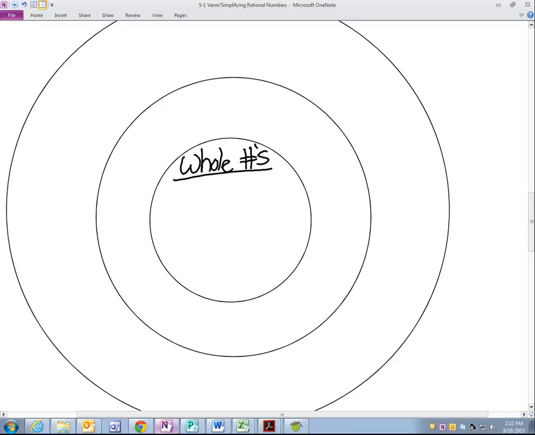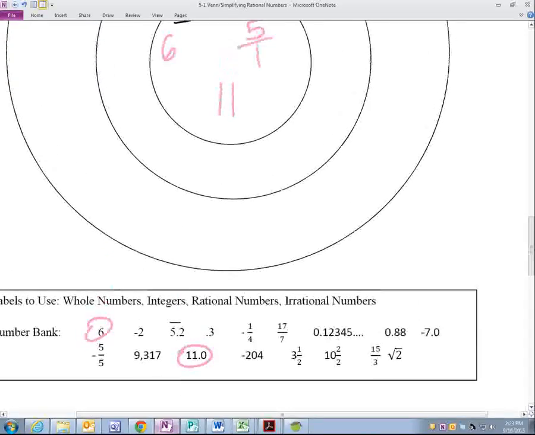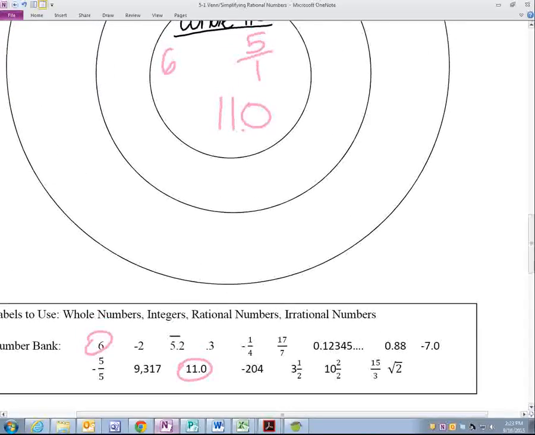Yes, Lexi. What is it? 6. I agree. Yep. -7, I disagree. 11, yes. Yes, Jack? 5/1. So as we're doing these, I want you guys to circle them. Oh, it's not 11, it's 11.0. Is 5.1 there? No, okay, so it's not there. What else?